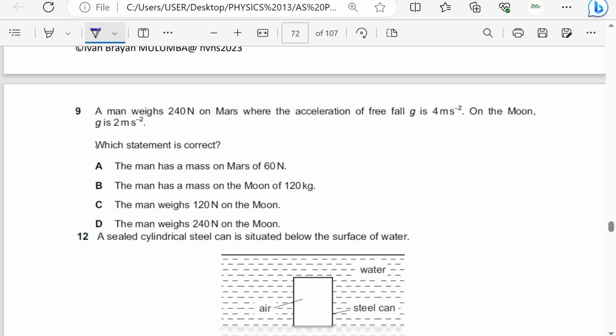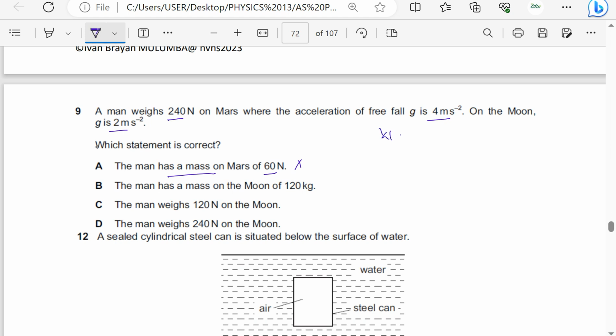A man weighs 240 newtons on Mars, where the acceleration of free fall is 4 meters per second squared. On the Moon, g is 2 meters per second squared. Which statement is correct? The man has a mass of 60 newtons. It can't be 60 newtons. Newton is the unit for weight, not mass. The man weighs 120 newtons on the Moon.